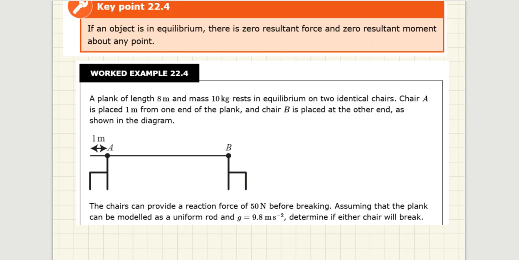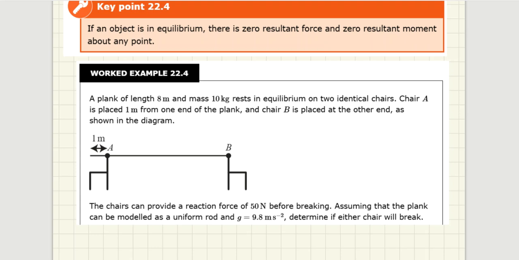Start recording. A plank of 8 meters, mass 10 kilograms, rests in equilibrium on two identical chairs. Chair A is placed 1 meter in from the end of the plank. Chair B is placed at the other end, as shown in the diagram. The chairs can provide a reaction force.